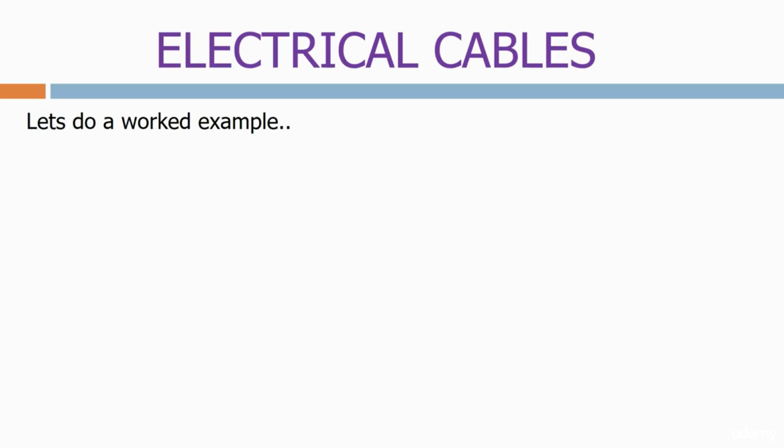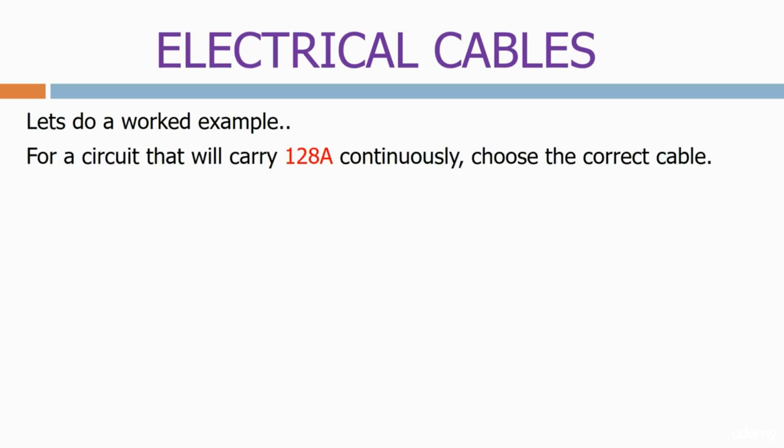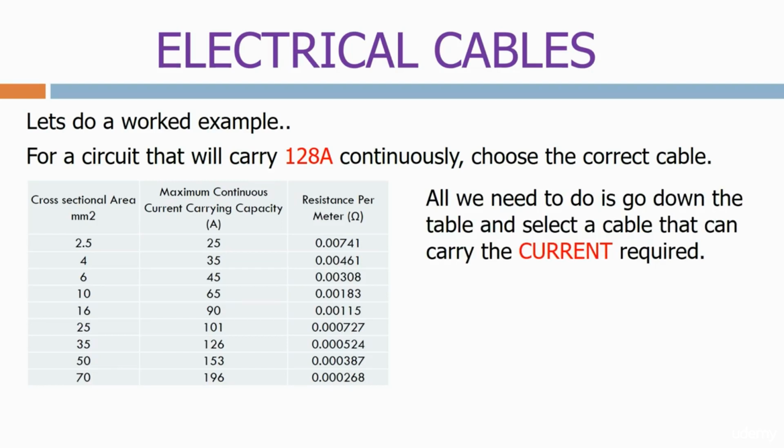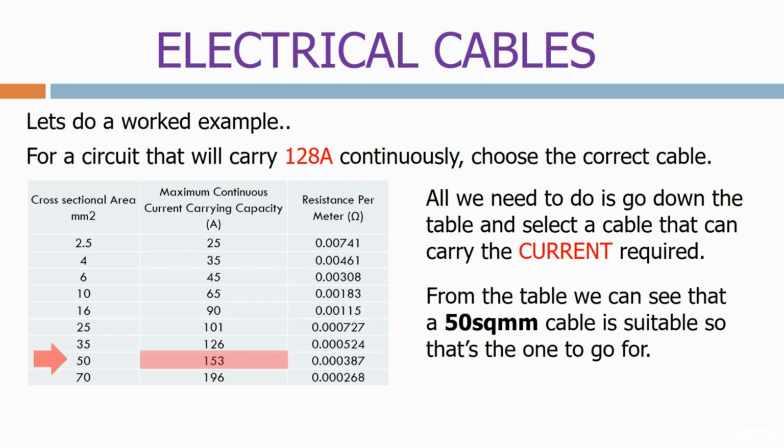Let's do a worked example. For a circuit that will carry 128 amps continuously, choose the correct cable. Here we have the table from before. All we need to do is go down the table and select a cable that can carry the current required. From the table we can see that 50 square millimeter cable is suitable, so that's the one to go for.